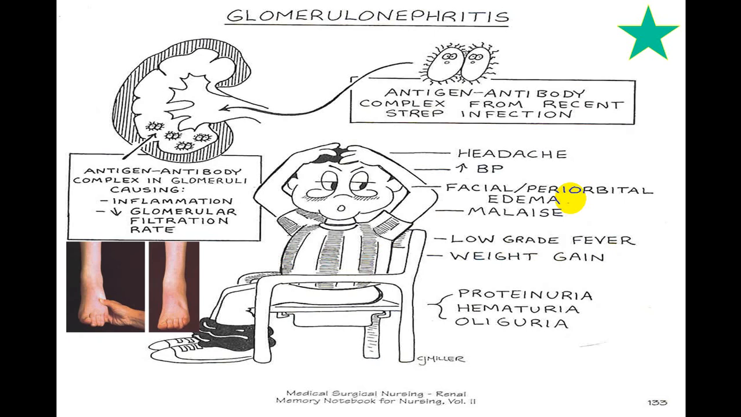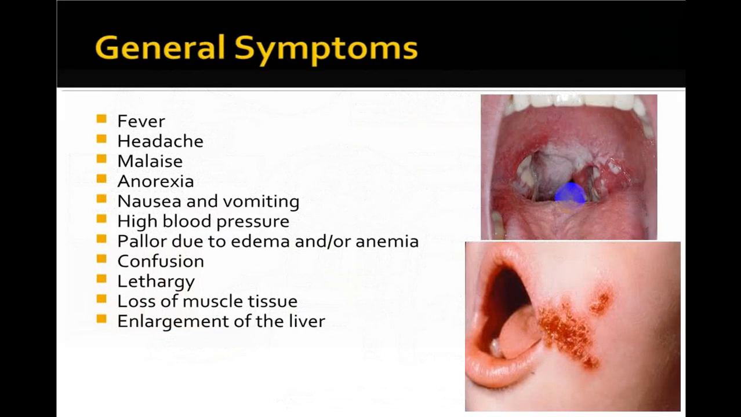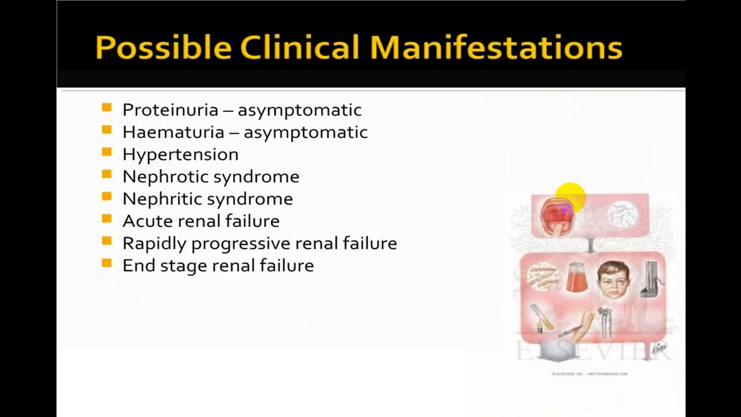And all these things are because of a decreased GFR. So common symptoms are fever, headache, malaise, anorexia, nausea, vomiting, high blood pressure, pallor, edema, generalized anasarca, confusion, lethargy, loss of muscle tissue, enlargement of the liver, all those things. And the person may give you a history of having sore throat, tonsillitis, pharyngitis, etc. prior to these symptoms. That will indicate post-streptococcal glomerulonephritis.